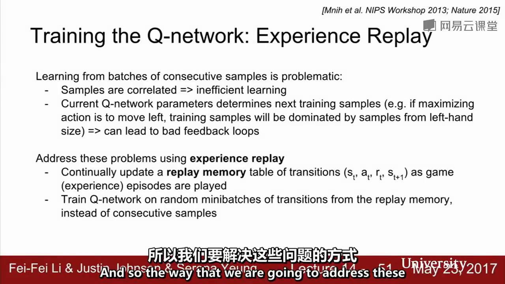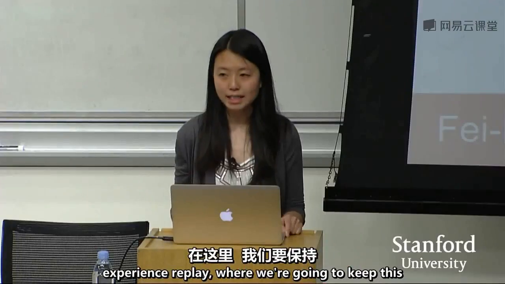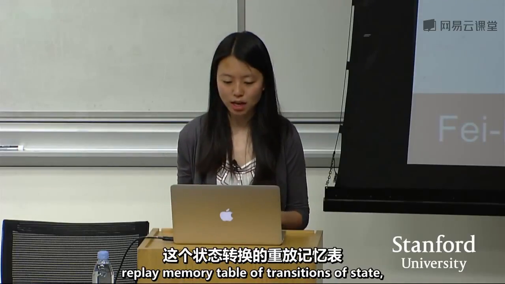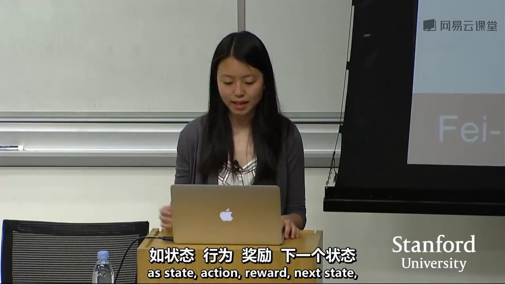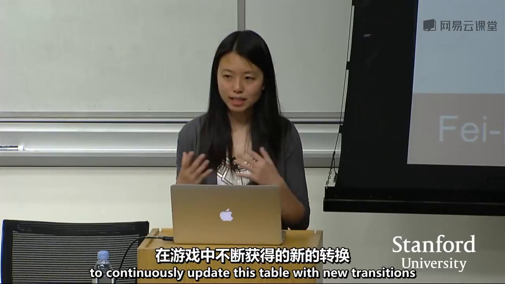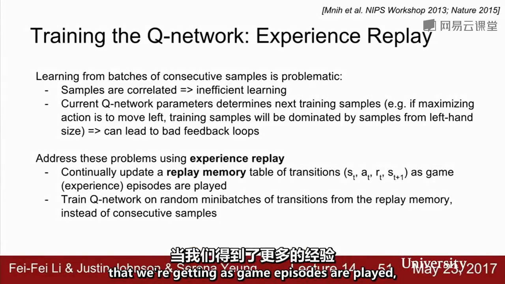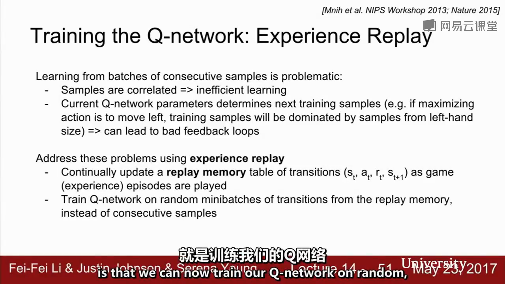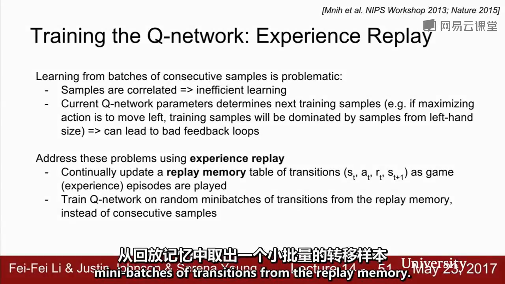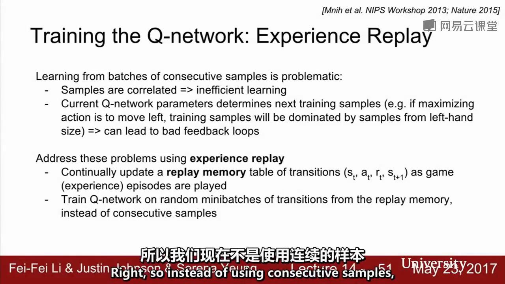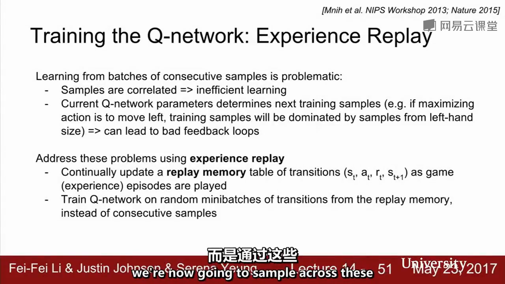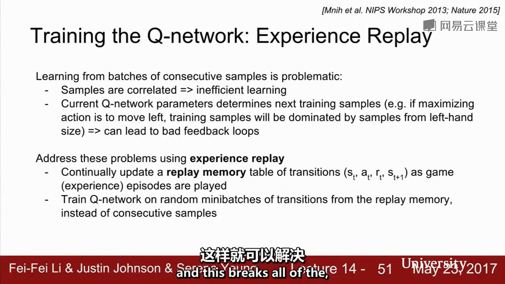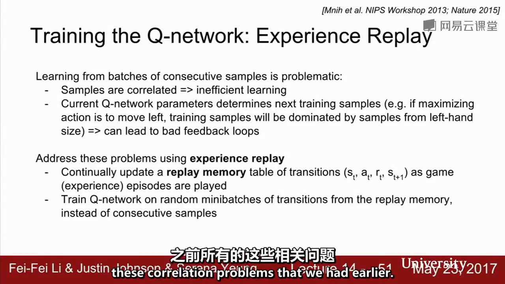And so the way that we are going to address these problems is by using something called experience replay, where we're going to keep this replay memory table of state, action, reward, next state transitions, and we're going to continuously update this table with new transitions as game episodes are played, as we're getting more experience, right? And so now we can train our Q network on random mini-batches of transitions from the replay memory. So instead of using consecutive samples, we're now going to sample random samples across these transitions that we've accumulated, and this breaks all of these correlation problems that we had earlier.